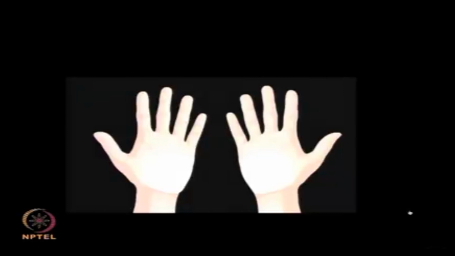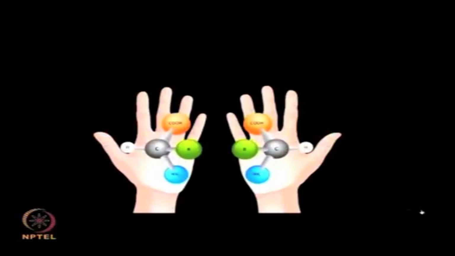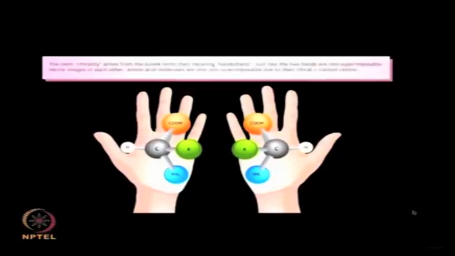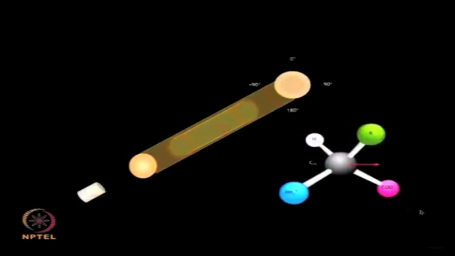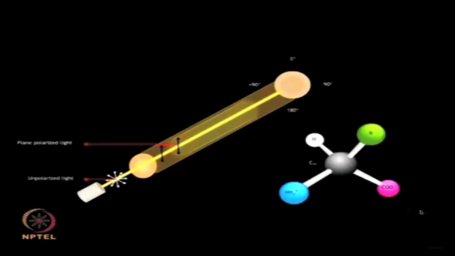Before learning about isomerism, let us first know what chirality is. The term chirality arises from the Greek term chir, meaning handedness. Just like the 2 hands are non-superimposable mirror images of each other, amino acid molecules are also non-superimposable due to their chiral alpha carbon center. All amino acids except glycine contain an asymmetric center that makes them chiral in nature, due to which they can rotate the plane of polarized light.